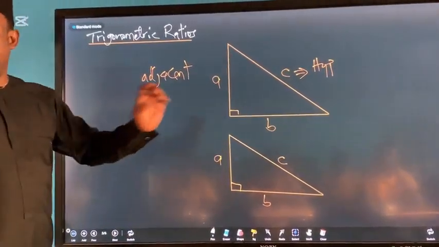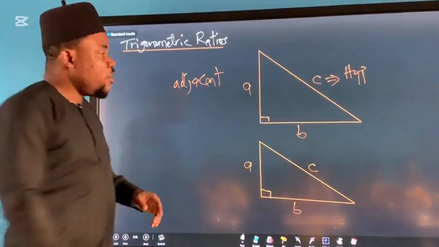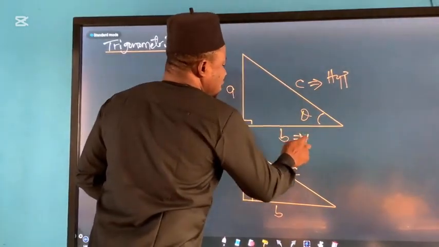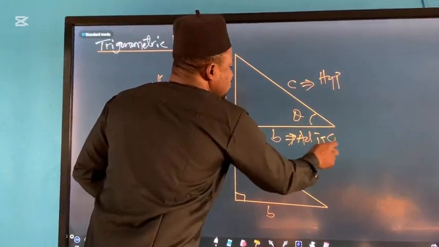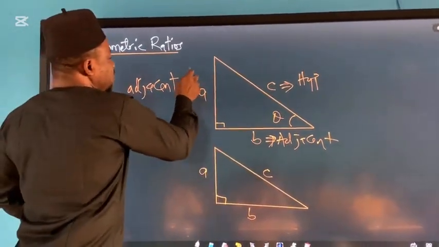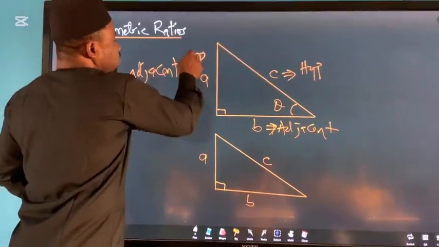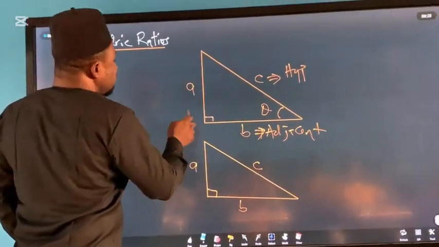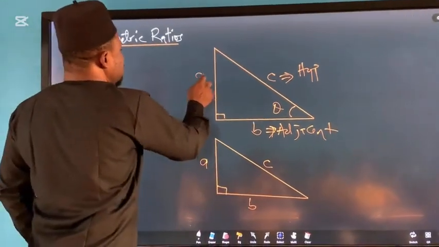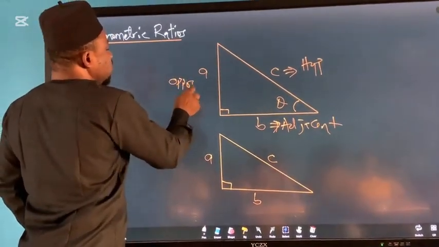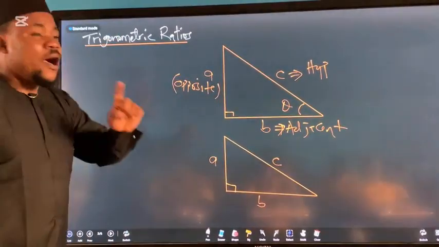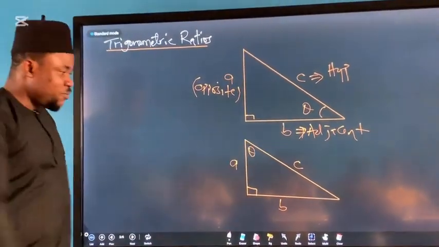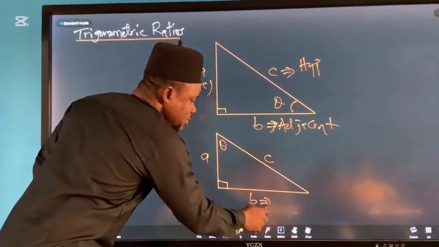But when a side and an angle are included, the game changes. If, for example, I give you this angle, what will happen? This side will still be adjacent. This side becomes opposite. You get what I'm saying? However, if it is this other angle that is given, are you with me? This side becomes opposite.